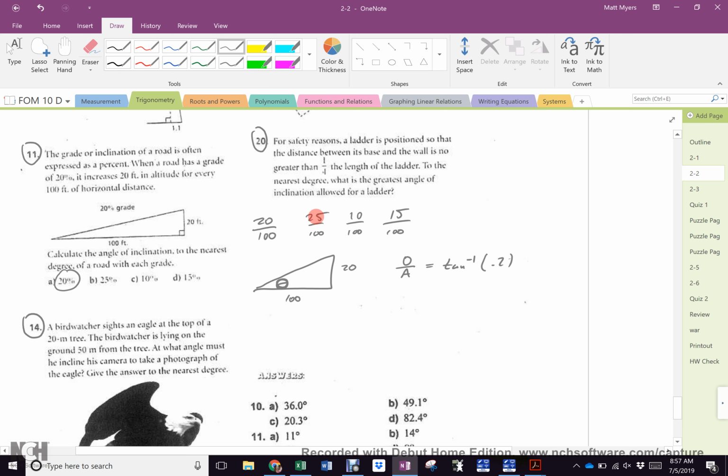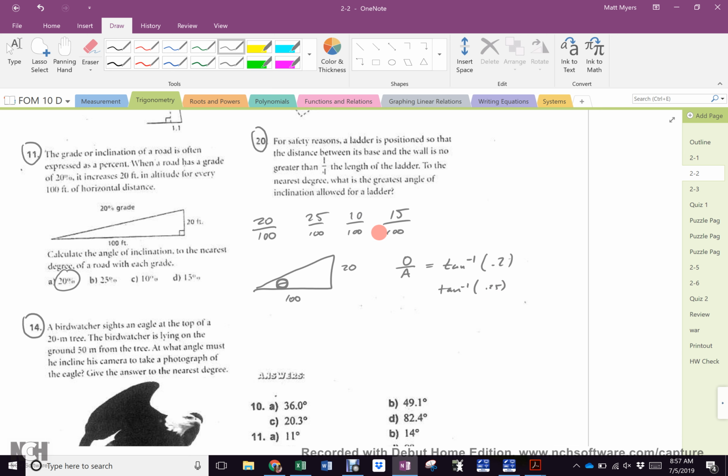What's it going to be here? Shift tan point what? 0.25. Or 25 divided by 100. Shift tan 0.1, shift tan 0.15. Everybody cool?